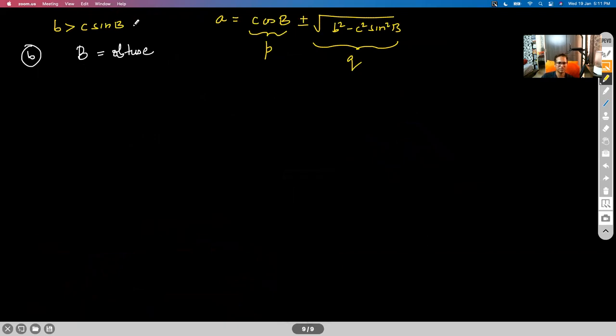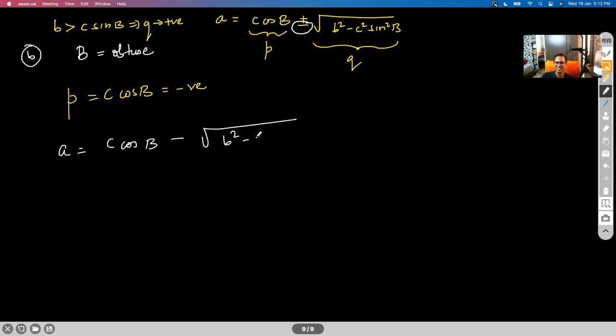So Q is definitely positive. It exists and it is positive. Now, what will happen? Your P, which is your C cos B, will become negative because of the fact that B is obtuse. Now when you're talking about a triangle, you cannot get a triangle if there is a negative sign taken over here. If you take the negative sign, there cannot be any triangle formed because this is anyway negative and you're subtracting a positive quantity from it. So overall, this will be negative. So no triangle will be possible in such a scenario.